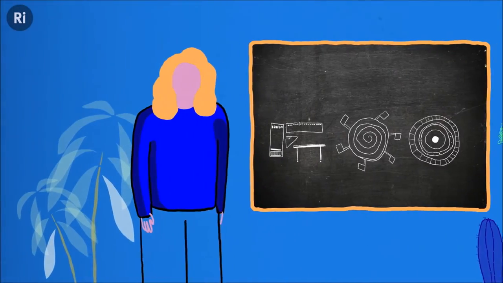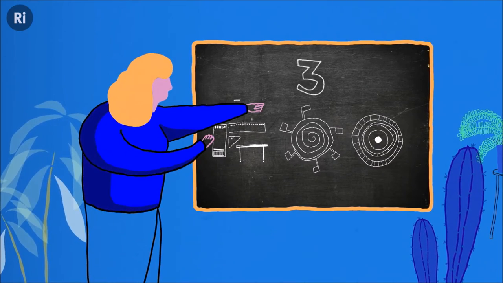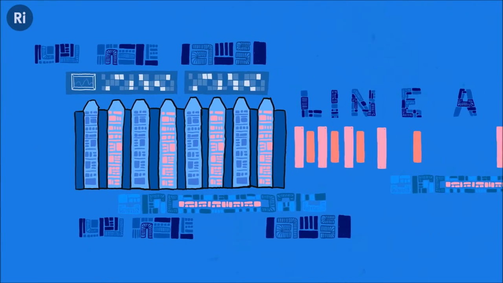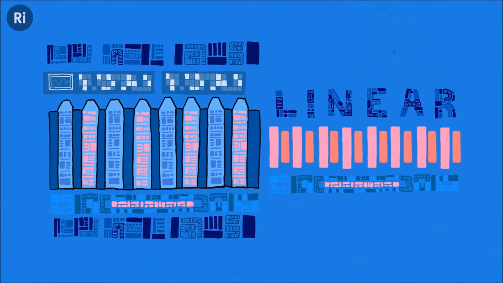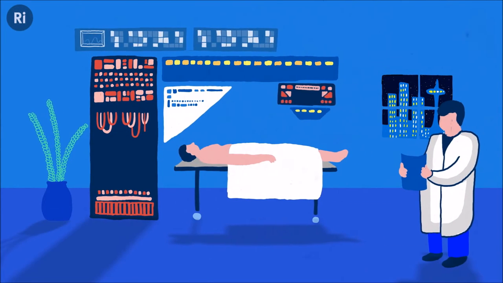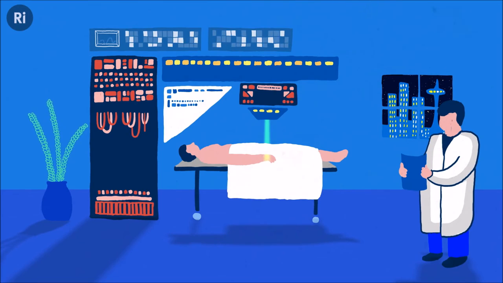There are lots of different types of particle accelerators, but we can classify them into three main categories. The first one is a linear accelerator. As the name suggests, it's a straight line. Most commonly, they're used for radiotherapy in hospitals. They accelerate electrons and use those to generate X-rays, and then the X-rays are used for cancer treatment.